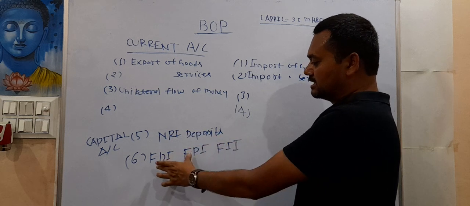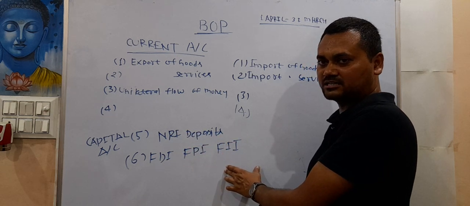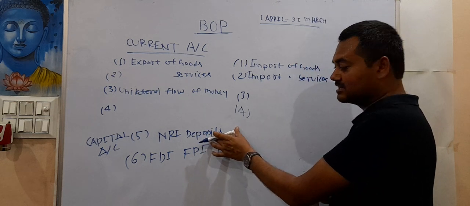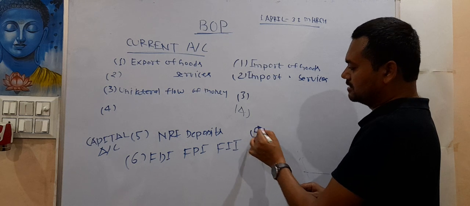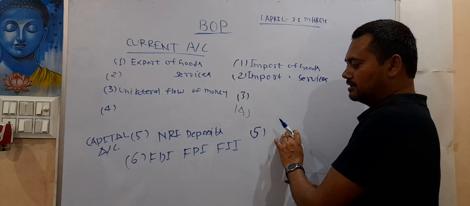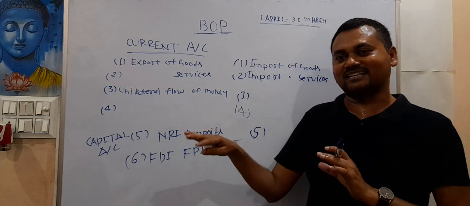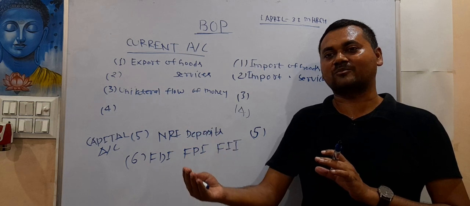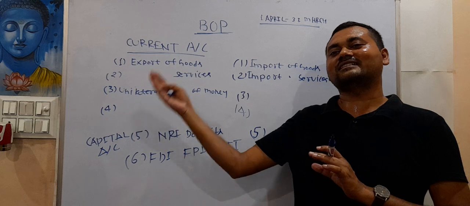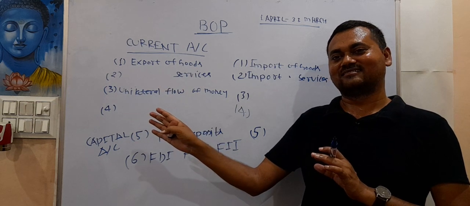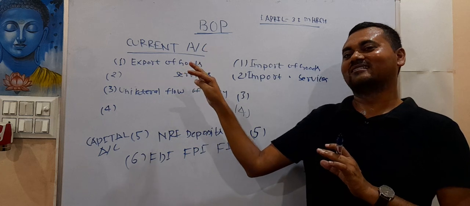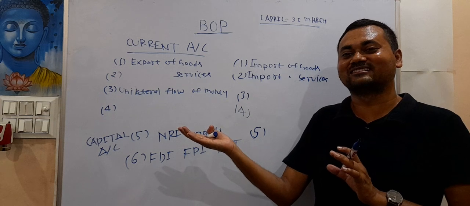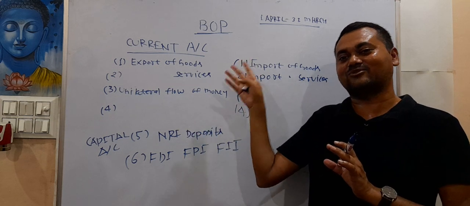So NRI deposit and FDI, FPI and FII, is it clear? Alright. Now in the same manner with this NRI deposit, take the same example: any Bangladeshi who starts working in India, earns money from India and deposits it in a bank in Bangladesh. So he will be an NRI, a non-resident Bangladeshi. Maybe NRB is the term used, but you can simply understand it as NRI for Bangladesh.